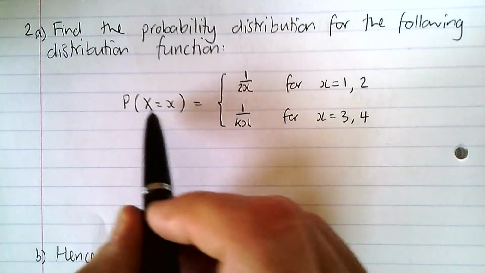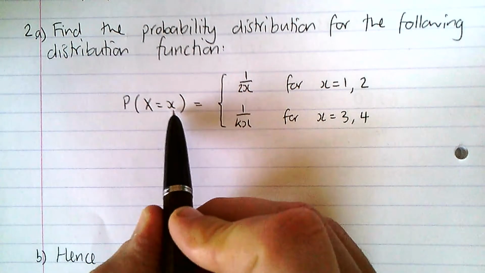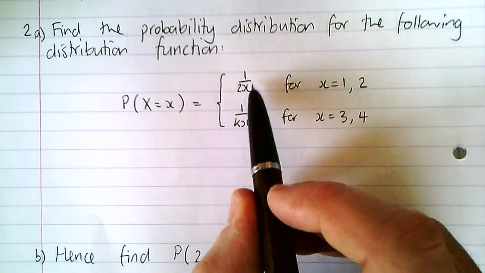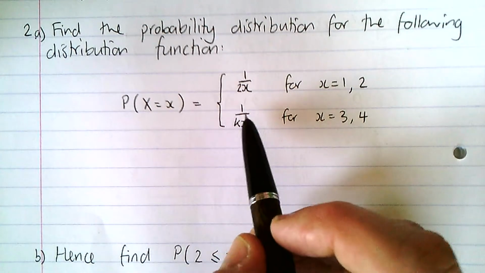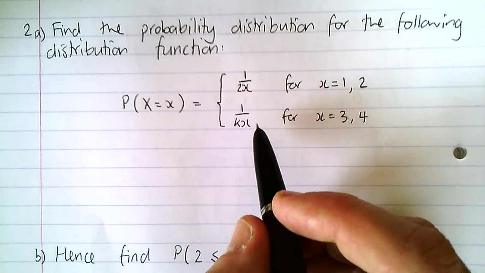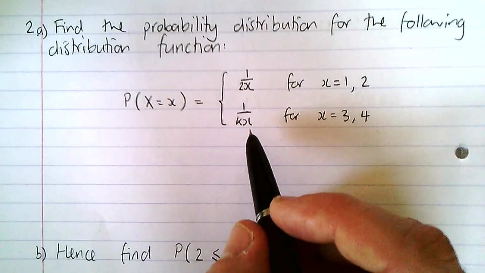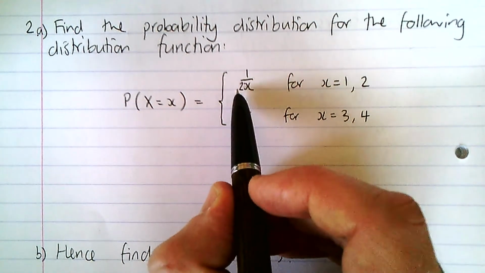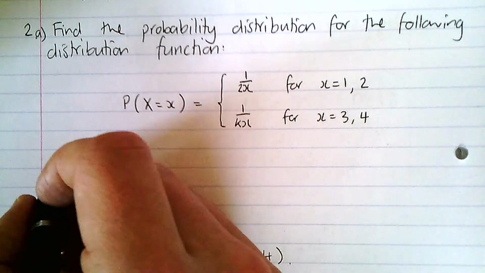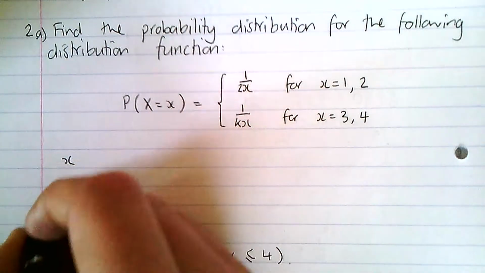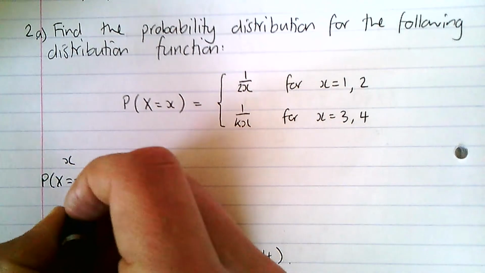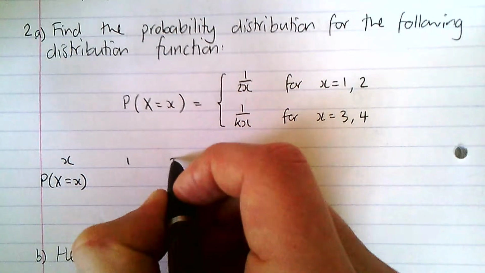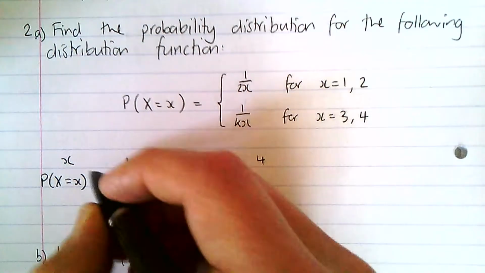So for example here, if I wanted the probability that x equals 1, all I'm going to do is substitute this into my function. So this here is just like a standard old function that you would use for, say, plotting graphs and so on. So if I put x equals 1 into here, this is 1 over 2 times 1. I'm going to draw myself a very rudimentary table here: x, and probability that x equals x underneath, and I've got values of 1, 2, 3 and 4. So I'm going to write there 1, 2, 3 and 4.